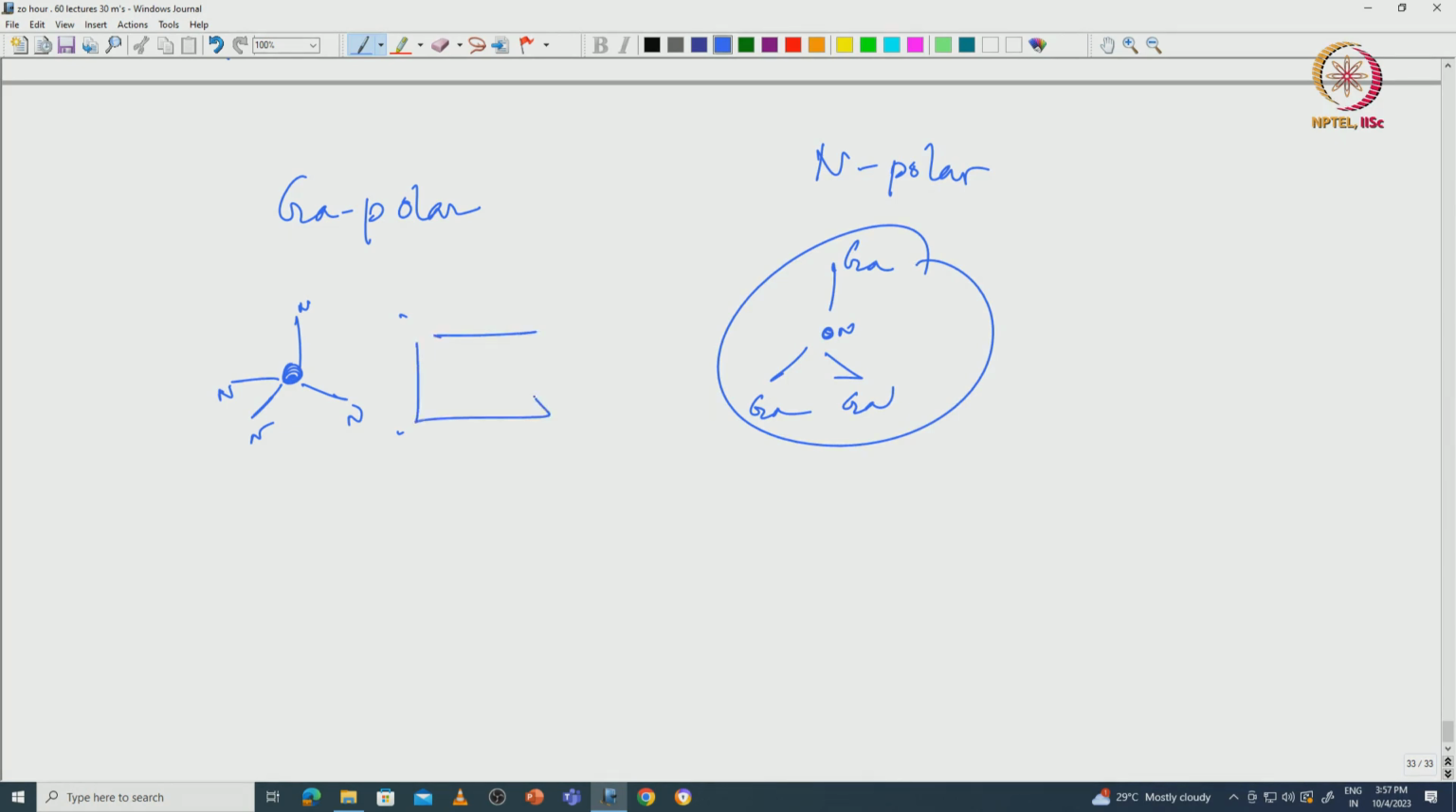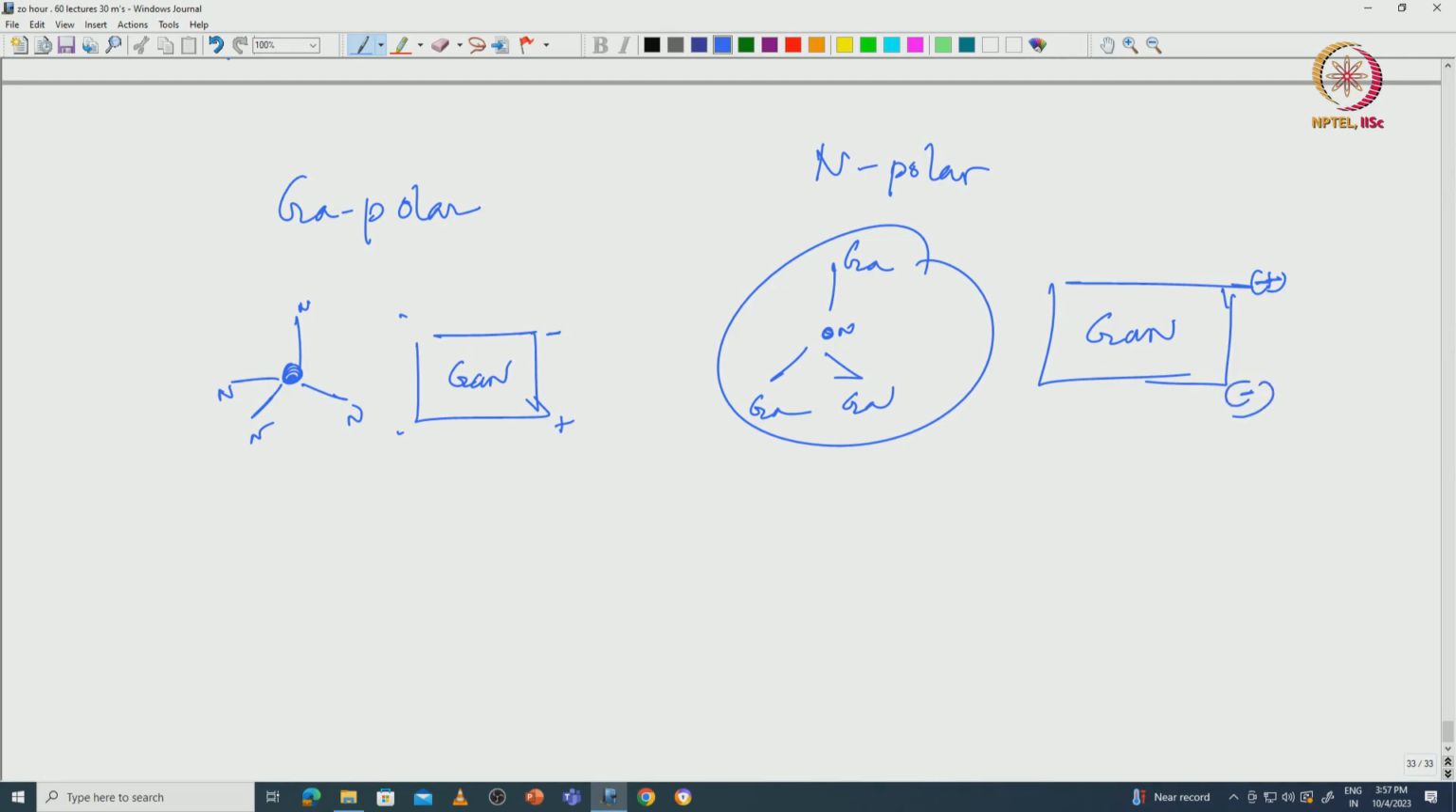So, if I take a piece of gallium nitride, the top is negative, the bottom is positive. If you flip it upside down, it is still gallium nitride, but many properties have changed including polarization. So, the top is positive and the bottom is negative. This is called nitrogen polar or N polar gallium nitride.